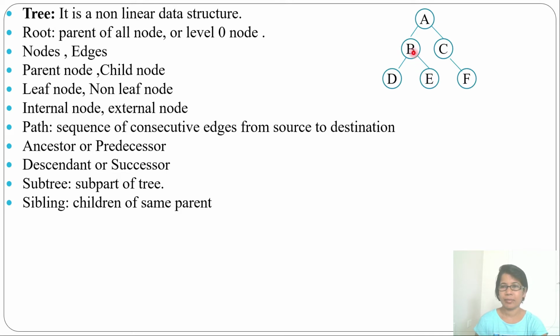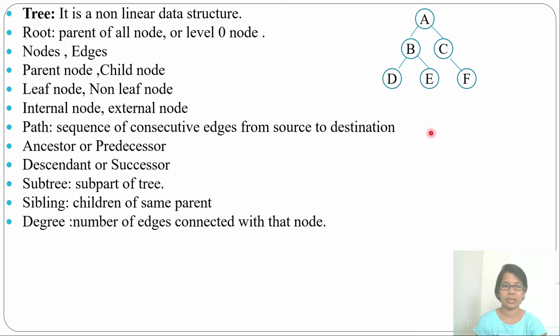So next is sibling. Then you can say D, E are siblings, the children of the same parent. What we call a sibling in normal human beings, here also it is the same. So you can say B, C is a sibling pair, then D, E is a sibling pair. So having the same parent is called siblings.